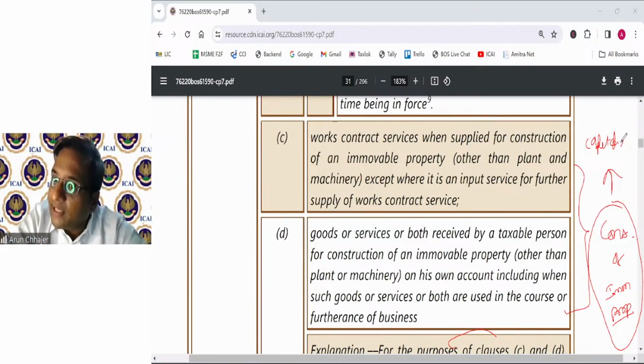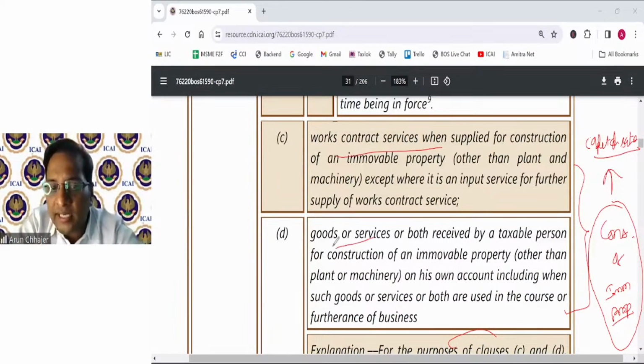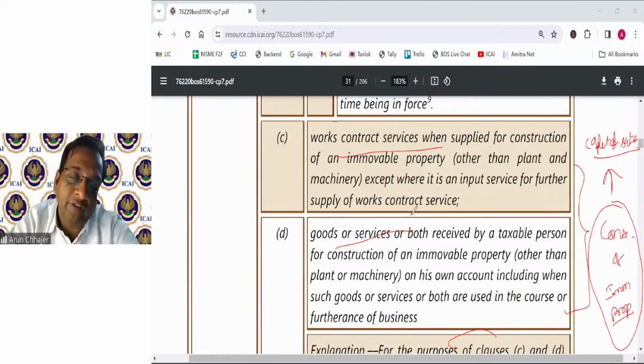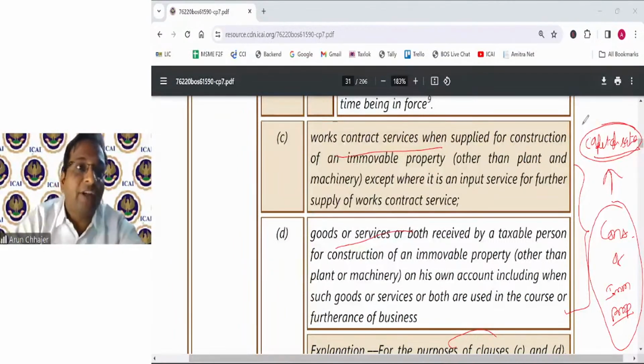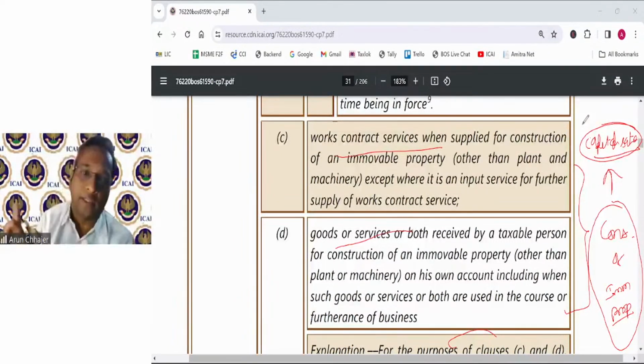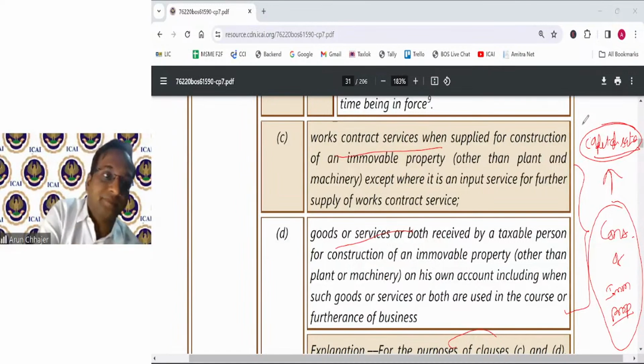Meaning thereby, if any expenses incurred in clause C and clause D, if you are debiting to the profit and loss account, you are sure that you can capitalize. If you are capitalizing, then block. If you are debiting to the profit and loss account, not block. So it means every construction expenditure is not blocked. Debited to PL, allowed. Debited to the capital asset, not allowed. Is that clear?